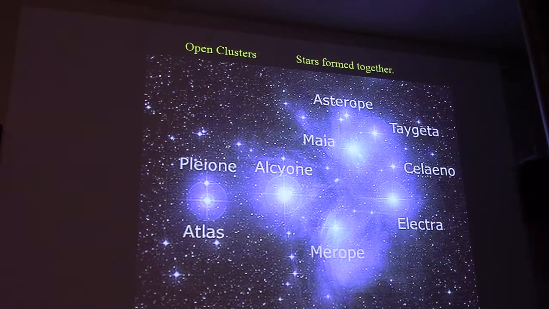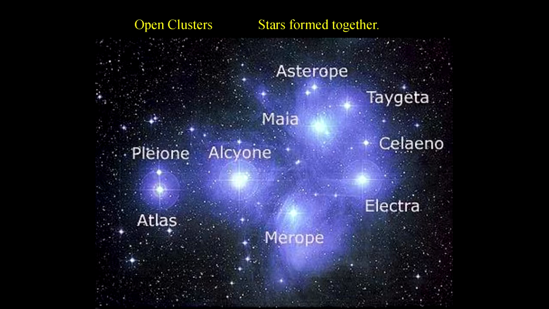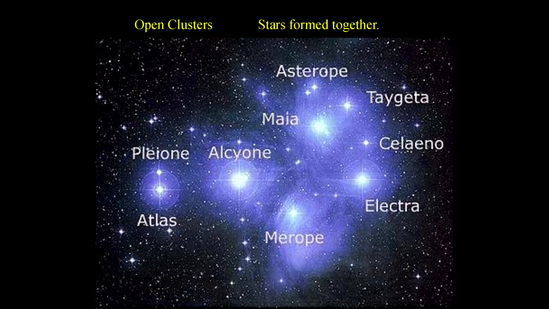Now I'm going to look at open clusters. Now, basically, if we waited a few 100 million years from the picture of the Orion Nebula, it would look like this. Forming stars slowly drift apart, and this is Subaru or the Pleiades.